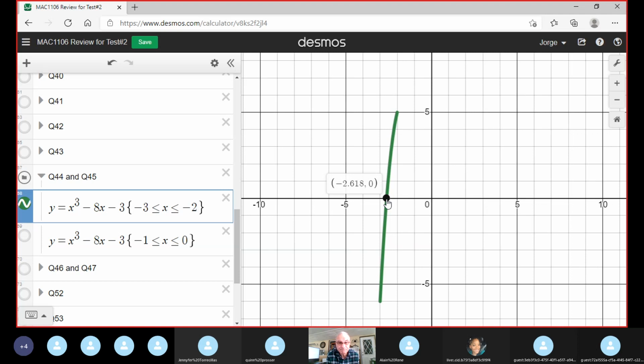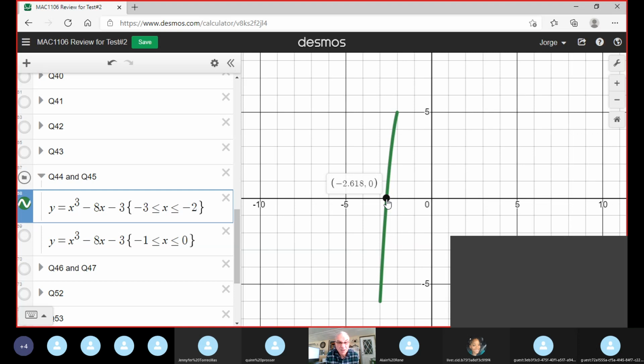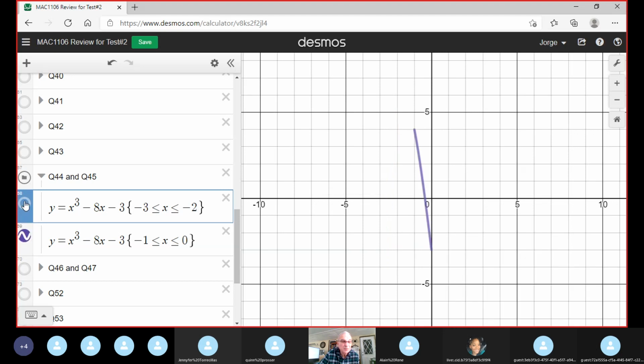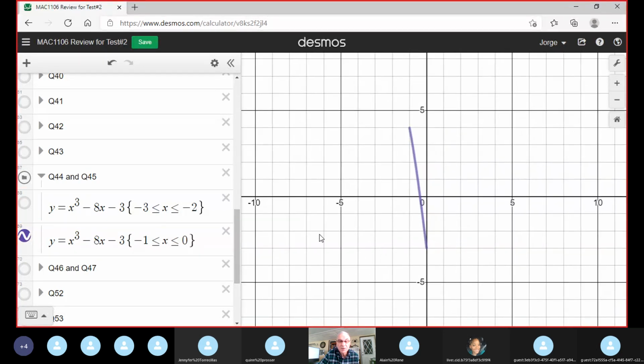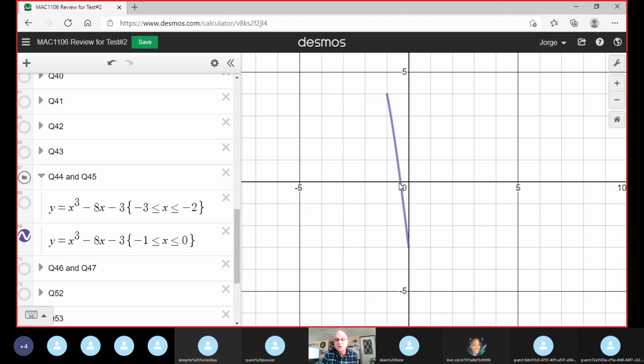Clear or confusing? Clear. Likewise, let me activate this, which is question 45, and deactivate this. It's the same polynomial, but a different interval. I make a zoom, and I suppose this is the zero, which is negative 0.382. When you round, you truncate the 2, because it's less than 5. Therefore, it's negative 0.38, which is the option D.